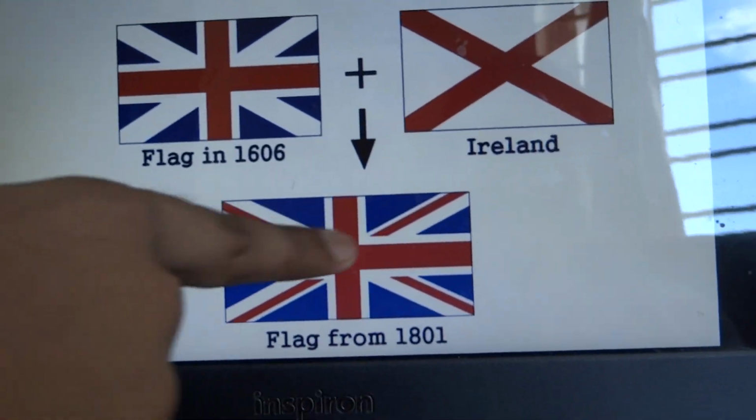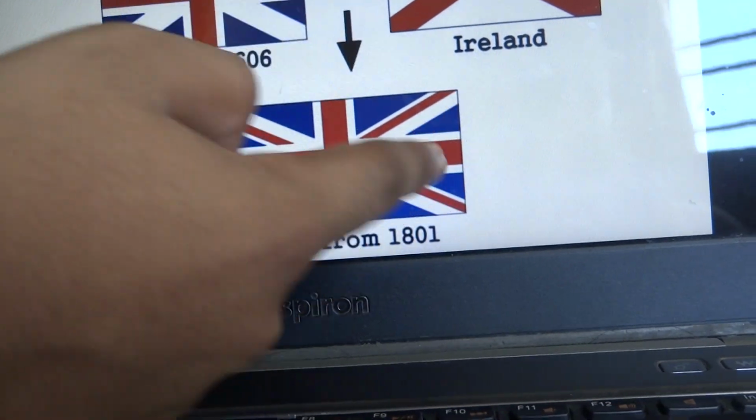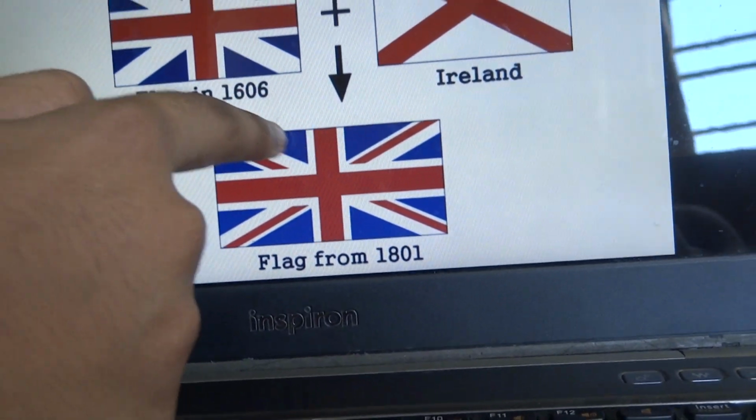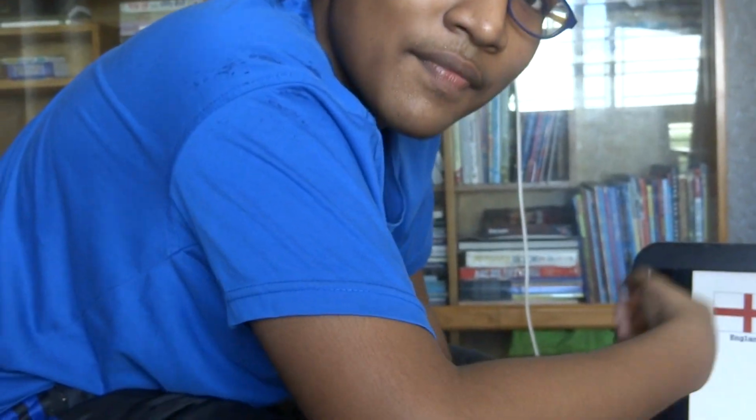It has St. Patrick's Cross over here. St. Andrew's Cross is like the white band over here, and the blue background. And this is St. George's Cross.